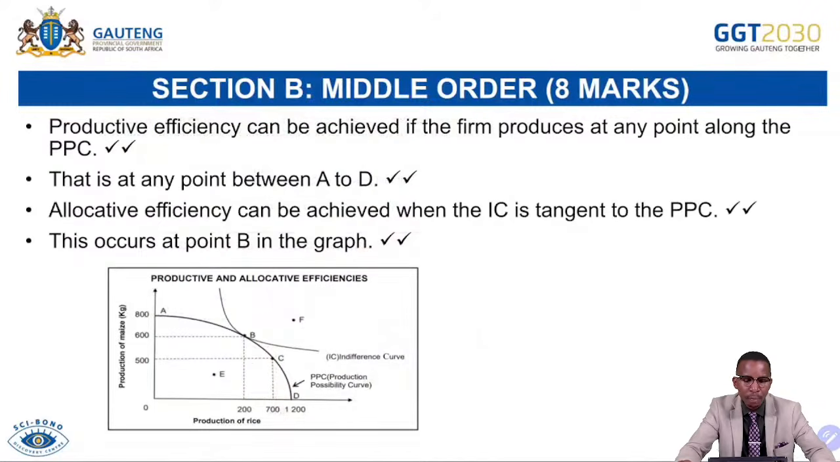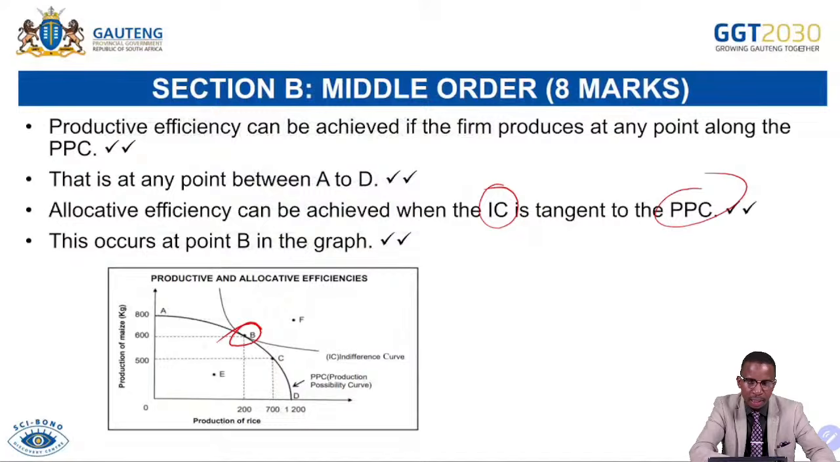We cannot afford to produce at a point outside there, because at that point we have fewer resources to produce with. Productive efficiency can be achieved when the firm produces at any point along the PPC. That is at point A to D. Allocative efficiency can be achieved when the indifference curve IC is tangent to the PPC. This occurs at point B on the graph. You can see this is the point where we have allocative efficiency.